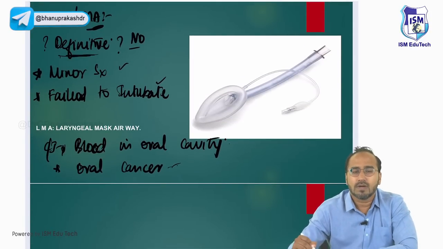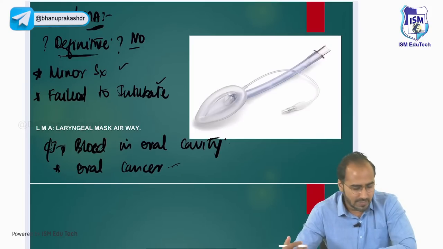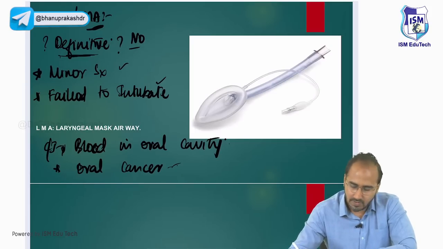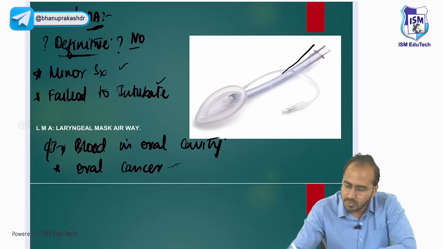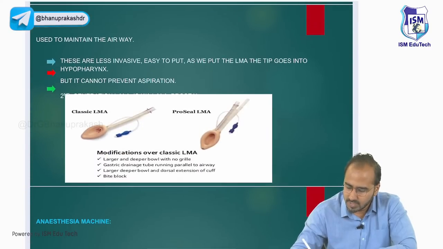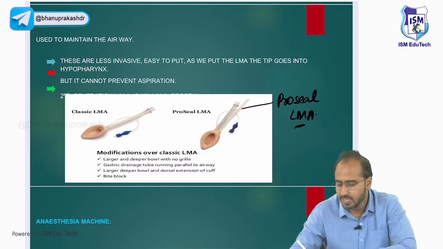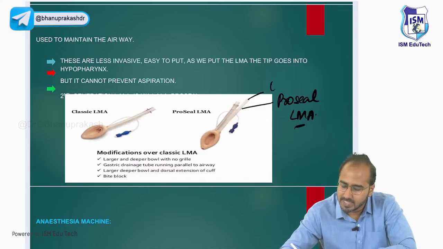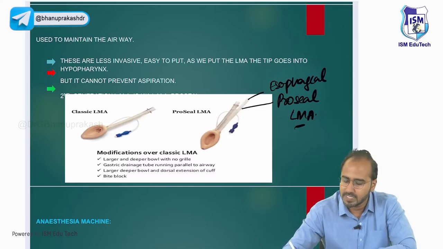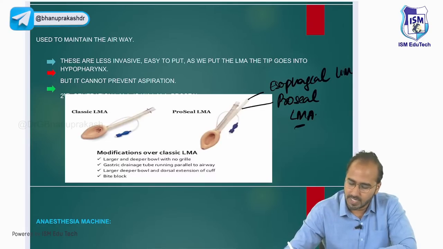But remember, is LMA a definitive airway? No. So there were some anesthetists who modified this LMA. The modification they did is they added one more tube to this LMA. Just look over here. This one more tube was added to the LMA. This LMA was called what LMA? Proseal LMA, or it is also called a modified LMA. What is the one more lumen that is being added? It is an esophageal lumen.